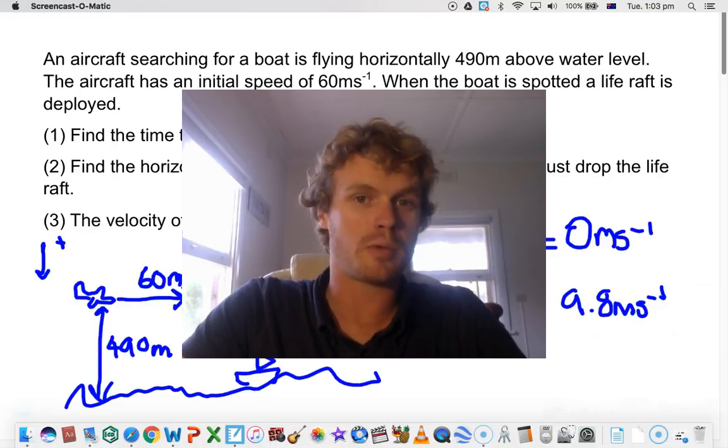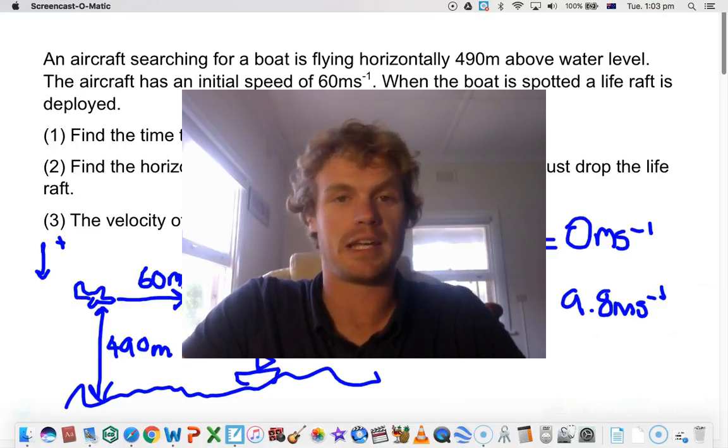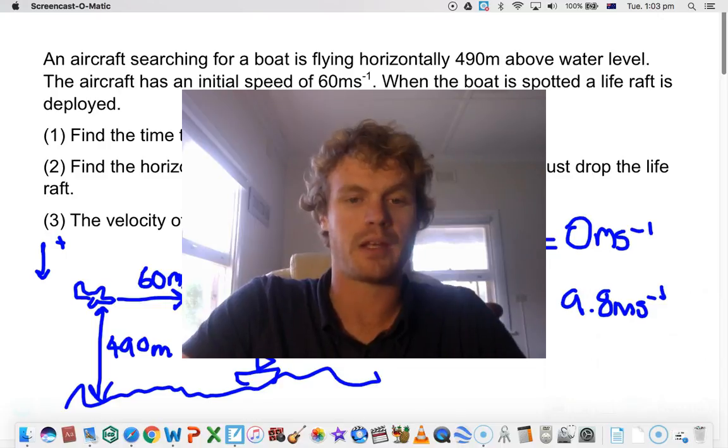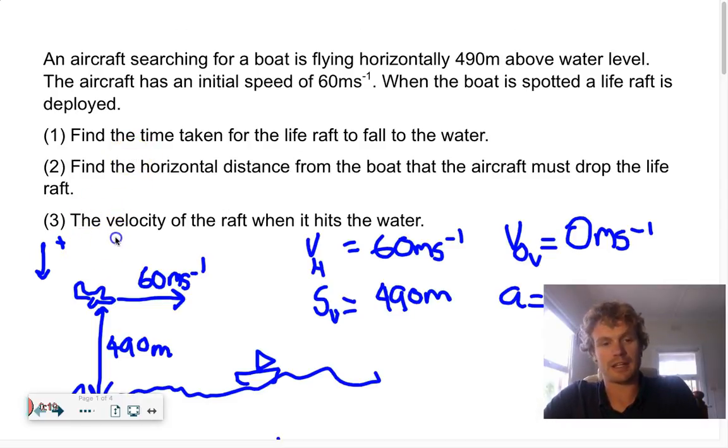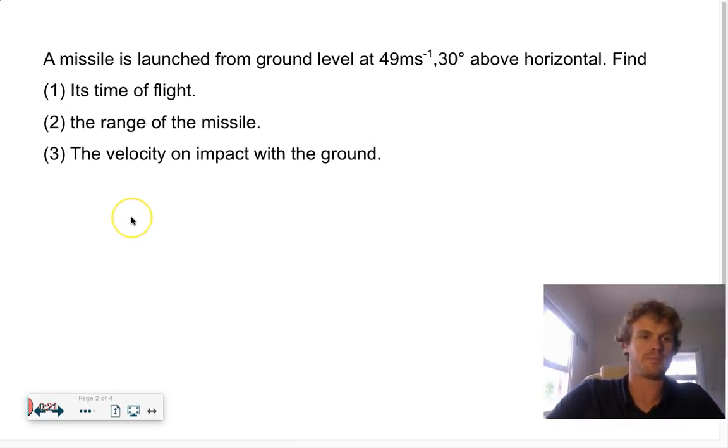So in this video, we're going to continue on further with our calculations in projectile motion. Last video, we had a look at this question here. If you want a recap of that, have a look at projectile motion number 1 calculations. But in this video, we're going to look at this question.